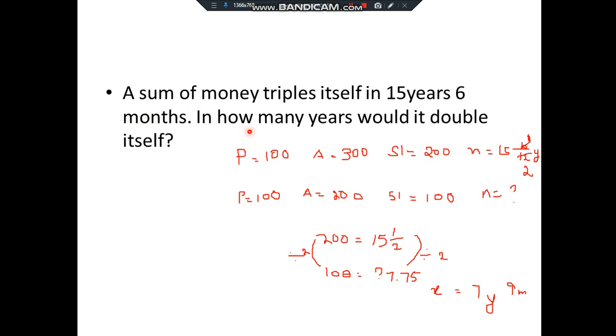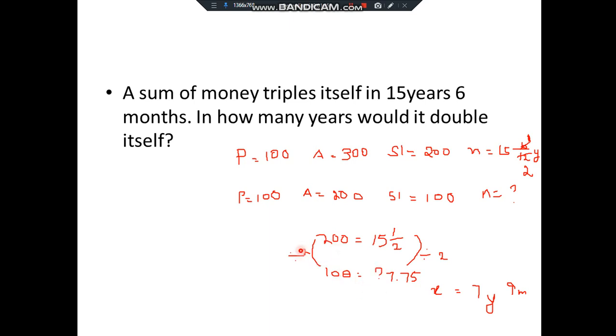Next statement: in how many years would it double itself? So the principal is the same 100, as I told you, it never changes. The amount changes to 200. So simple interest you can find as 200 minus 100, which is 100. And the N we'll have to find. So how will we find it? For 15.5 years it takes to get the SI of 200. So for 100, how many years does it take?